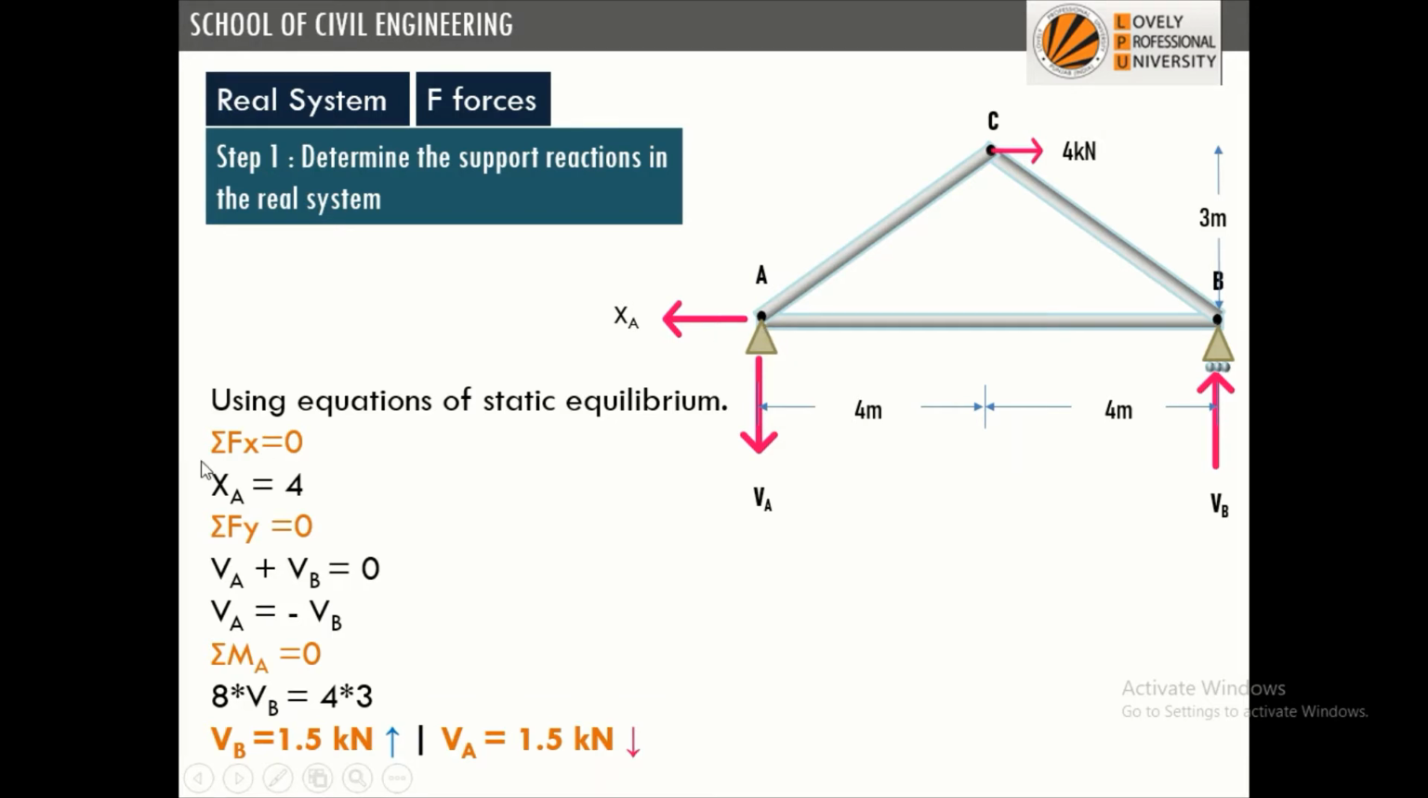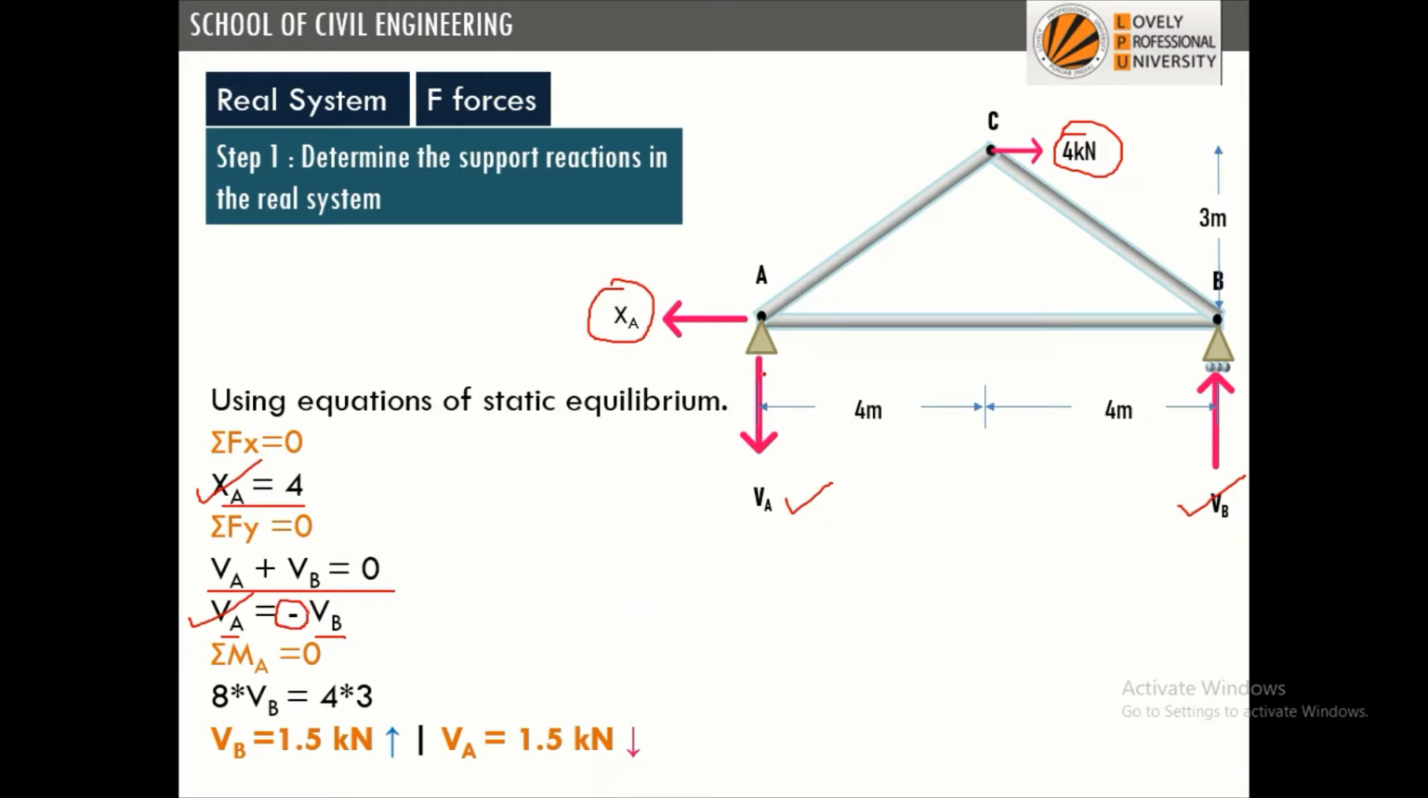The first equation we will use is sigma Fx equals 0. From that we get Xa is equal to 4. Only two forces are there along the x-axis, so they should be equal and opposite. Va and Vb are the two vertical reactions, and there is no other vertical force, so we can write Va plus Vb is equal to 0, meaning the summation of both vertical forces is 0, as there is no vertical external load. From this we conclude that magnitude wise Va will be equal to Vb, but opposite in direction.